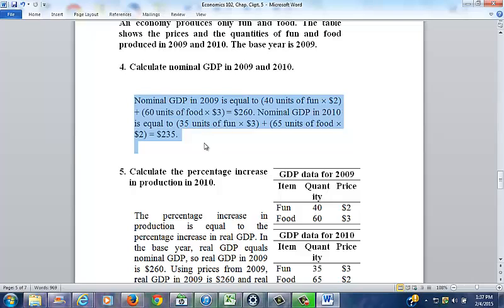Nominal GDP in 2009 is equal to 40 units of fun times $2 plus 60 units of food times $3, equaling $260. Nominal GDP in 2010 is equal to 35 units of fun times $3 plus 65 units of food times $2, equaling $235.